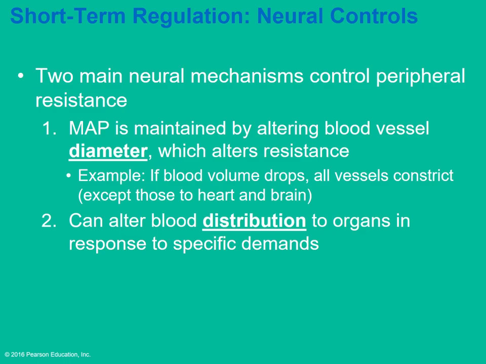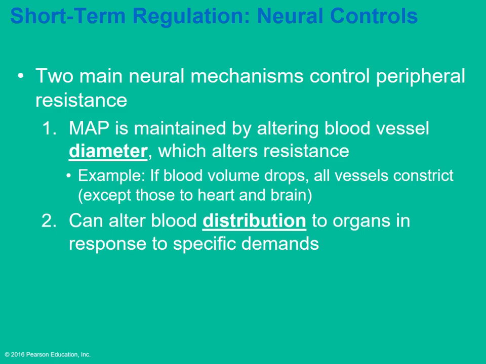With neural controls, these are short-term controls. The mean arterial pressure is maintained by altering the blood vessel diameter. That's going to also alter the resistance. So basically, if, say there's been an injury or something and you're bleeding and the blood volume starts to drop, what's going to happen is that all the rest of the blood vessels are going to constrict, other than in the heart and the brain. They're going to constrict because if they constrict, that will reduce the blood volume flowing through, and that's going to help try to maintain the proper blood pressure.